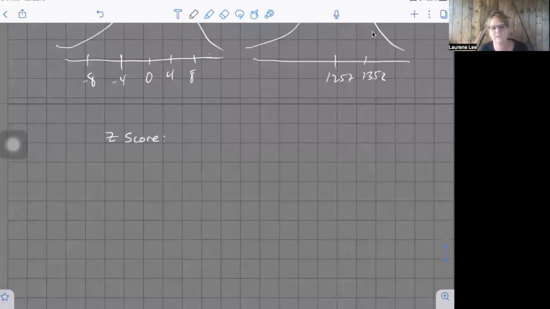And there's a formula for this. This, as far as I know, is not a button on your calculator. So this formula, you're actually going to need to write down, kind of like that outlier formula for your box plot, and be able to calculate this. The formula is x minus mu over sigma.